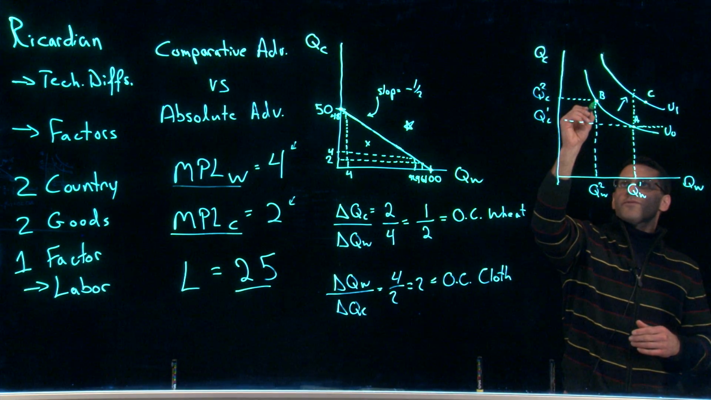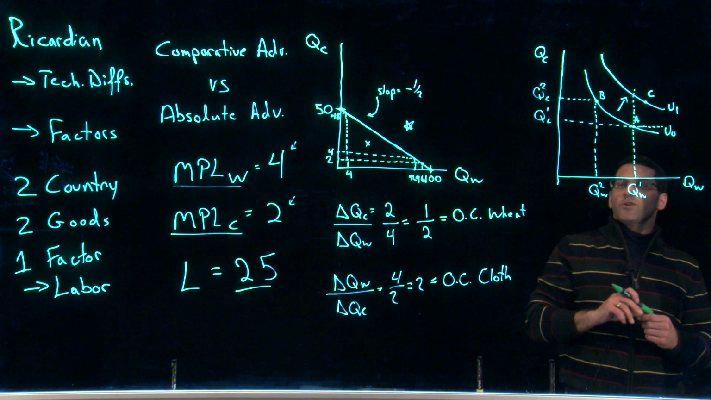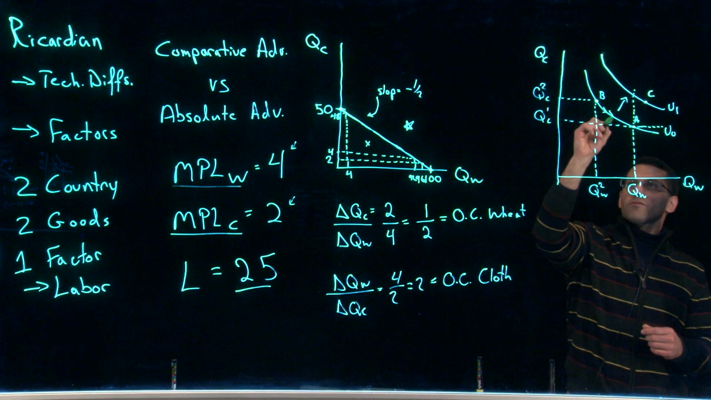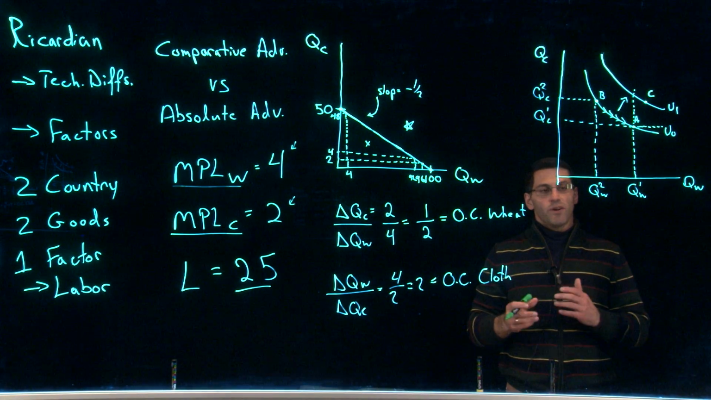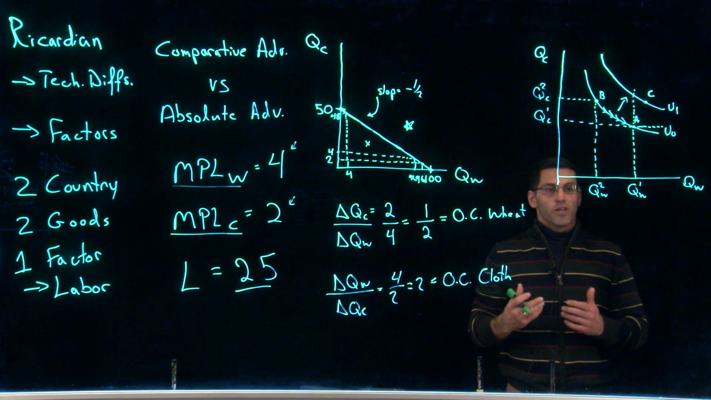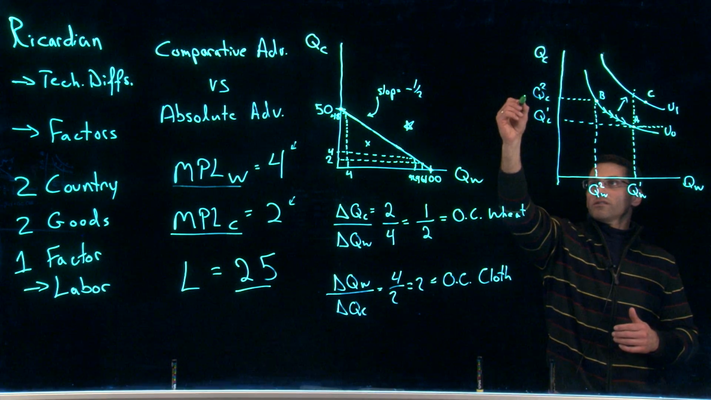Otherwise, if you focus again back on our points A and B, what you should notice is that there's a trade-off. Right? If I'm going from B to A, I have to give up a certain amount of cloth in order to gain this additional amount of wheat. Okay.